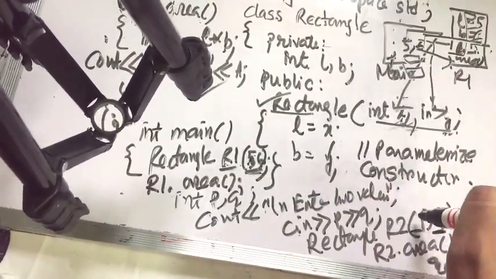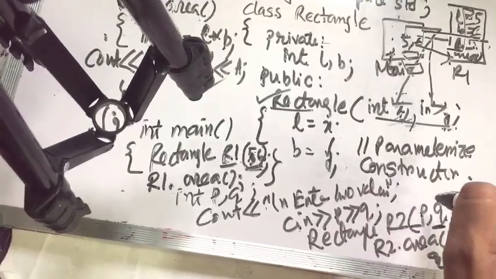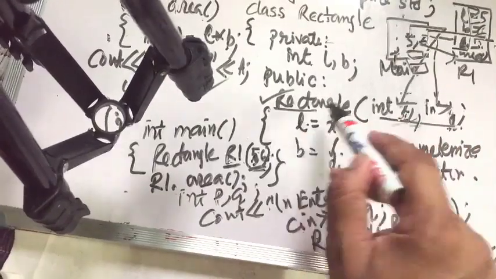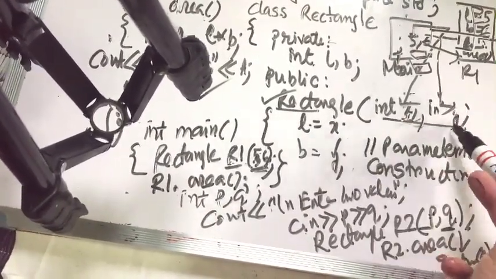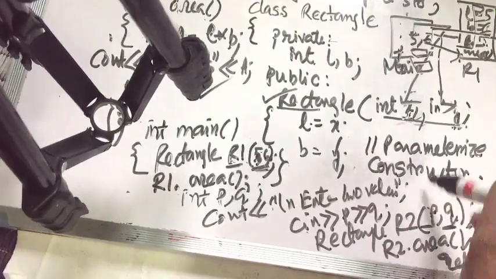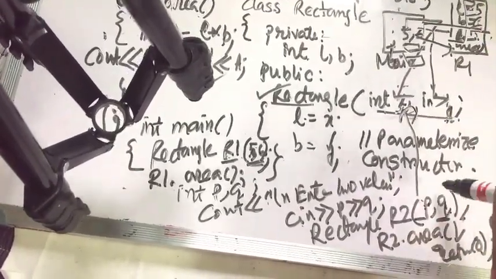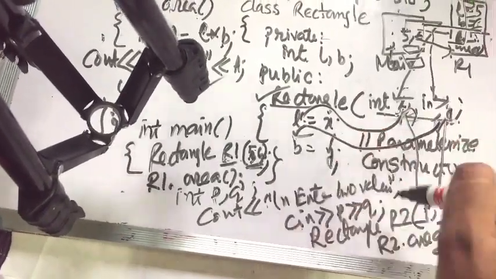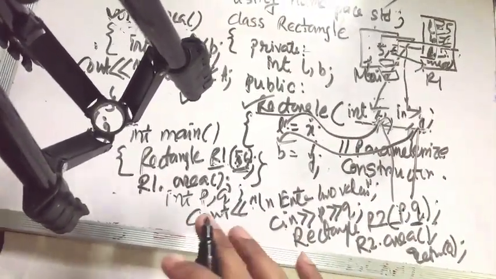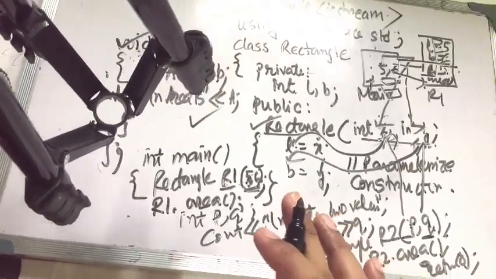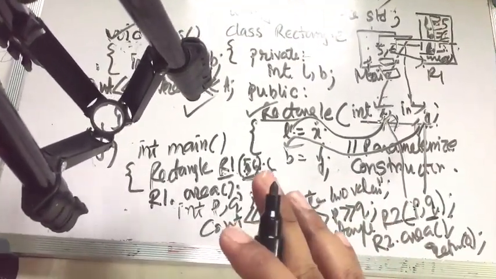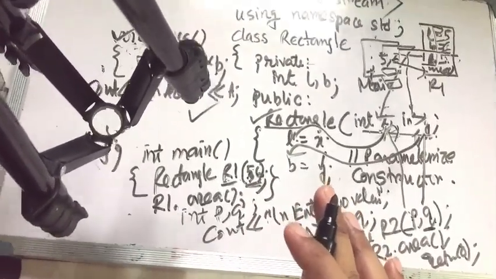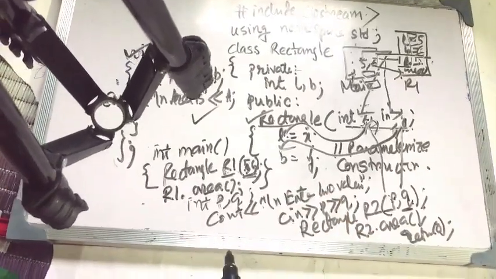Suppose p is 5 and q is 10, then p is copied to x, q is copied to y, x is transferred to l, and y is transferred to b. That is, p is copied to x, q is copied to y, x is copied to l, y is copied to b. So this is the technique of parameterized constructor. A parameterized constructor is very useful when we have to initialize some values from the object. So this is a very important concept, known as parameterized constructor.